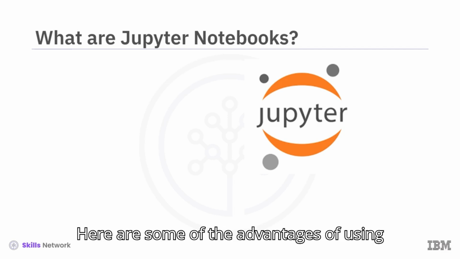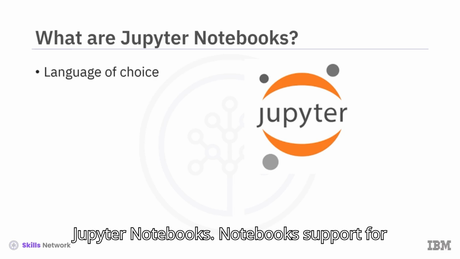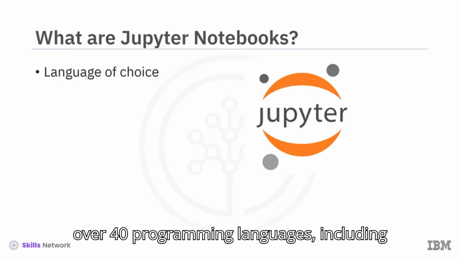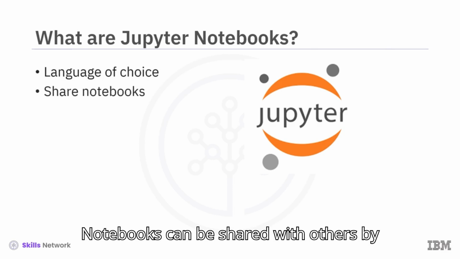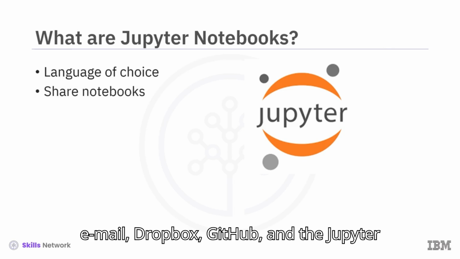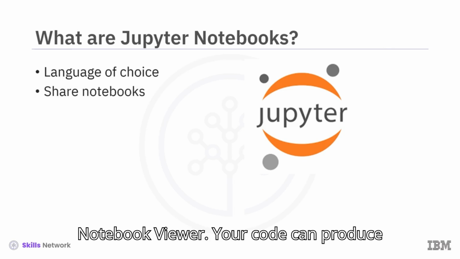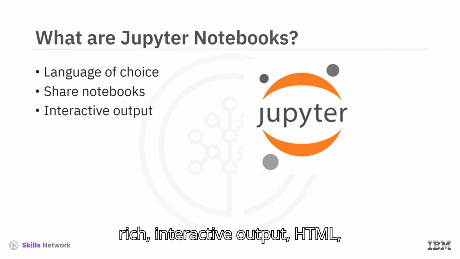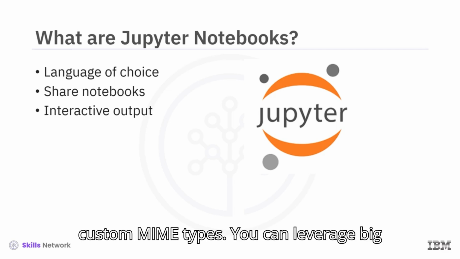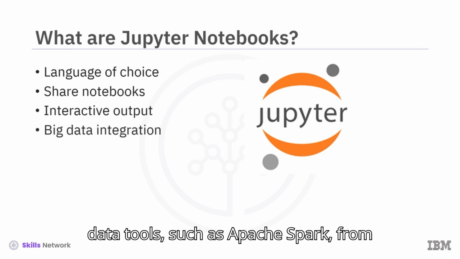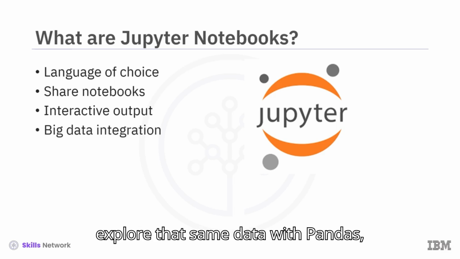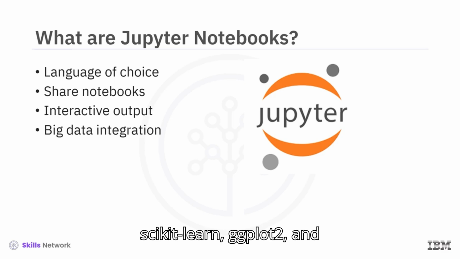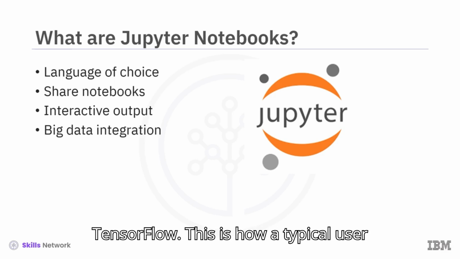Here are some of the advantages of using Jupyter Notebooks. Notebooks support over 40 programming languages, including Python, R, Julia, and Scala. Notebooks can be shared with others by email, Dropbox, GitHub, and the Jupyter Notebook Viewer. Your code can produce rich interactive output: HTML, images, videos, LaTeX, and custom MIME types. You can leverage big data tools such as Apache Spark from Python, R, and Scala, and explore that same data with Pandas, scikit-learn, ggplot2, and TensorFlow.